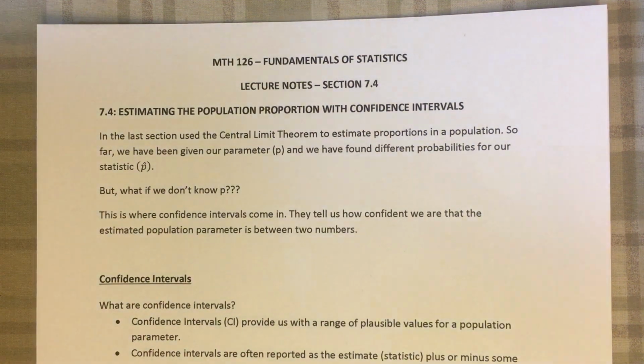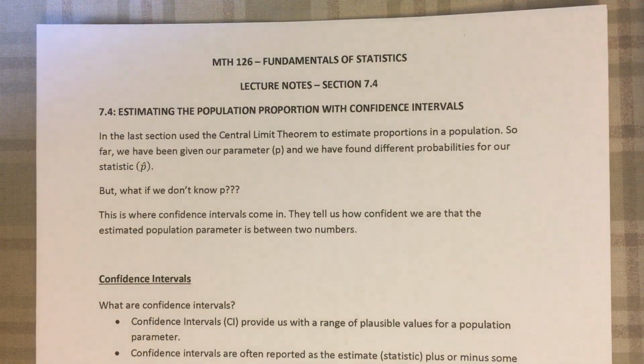Today we're going to talk about confidence intervals. As we're going through these problems in this section, we are going to be using some of the same tools that we used when we were talking about our central limit theorem in section 7.3. In section 7.3, in most cases we were given our population parameter, our p, and then used that to find different probabilities for our p hat, our sample proportion.